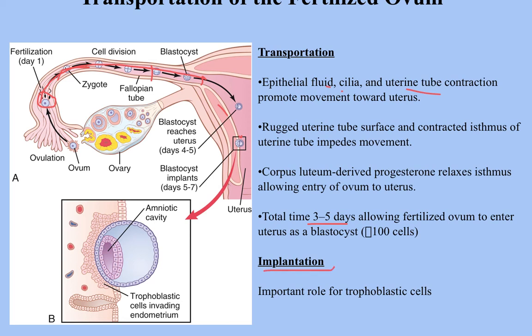And then the uterus does what we call implantation. All right, and it implants due to the fact that these trophoblastic cells send roots into the endometrial wall and take hold, planting the blastocyst where it is.